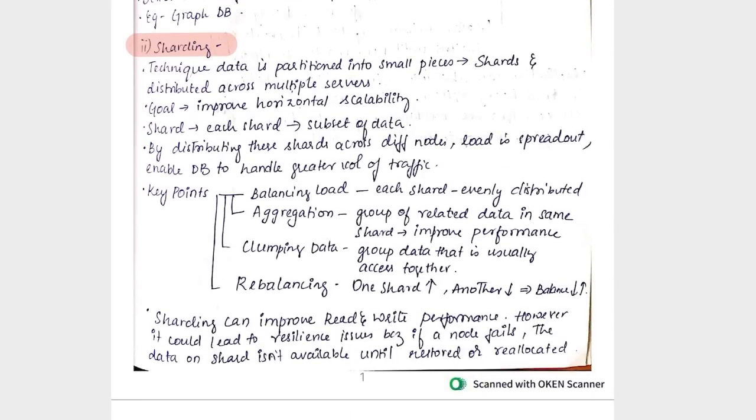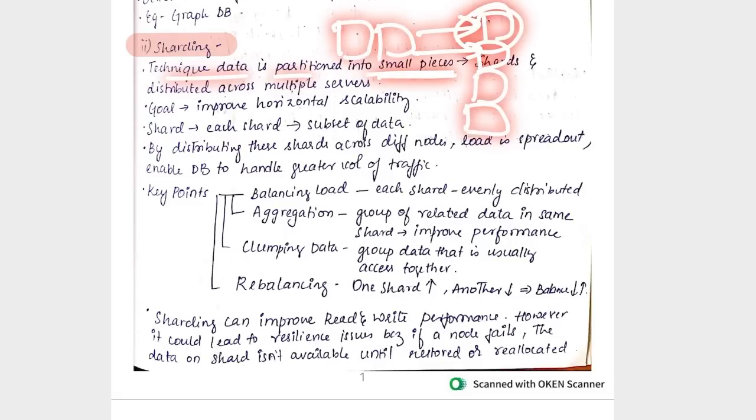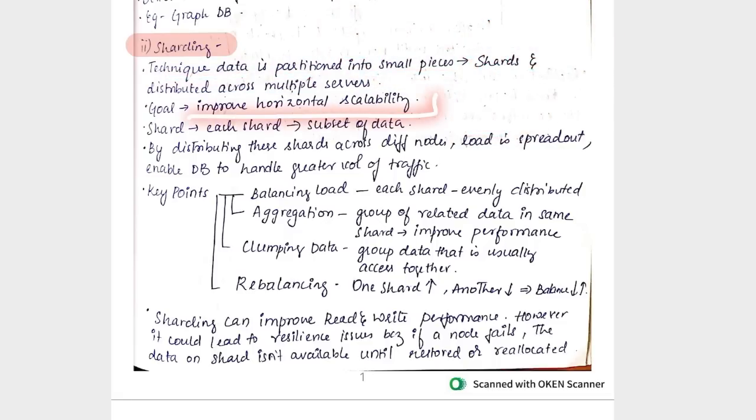Sharding is a technique where the data is partitioned into small pieces. So you take a large chunk of data and then you divide it into small pieces. These small pieces are called shards, and these shards are distributed across multiple servers. The main goal here is to improve the horizontal scalability. That is, you're distributing the load equally among multiple servers here, right?